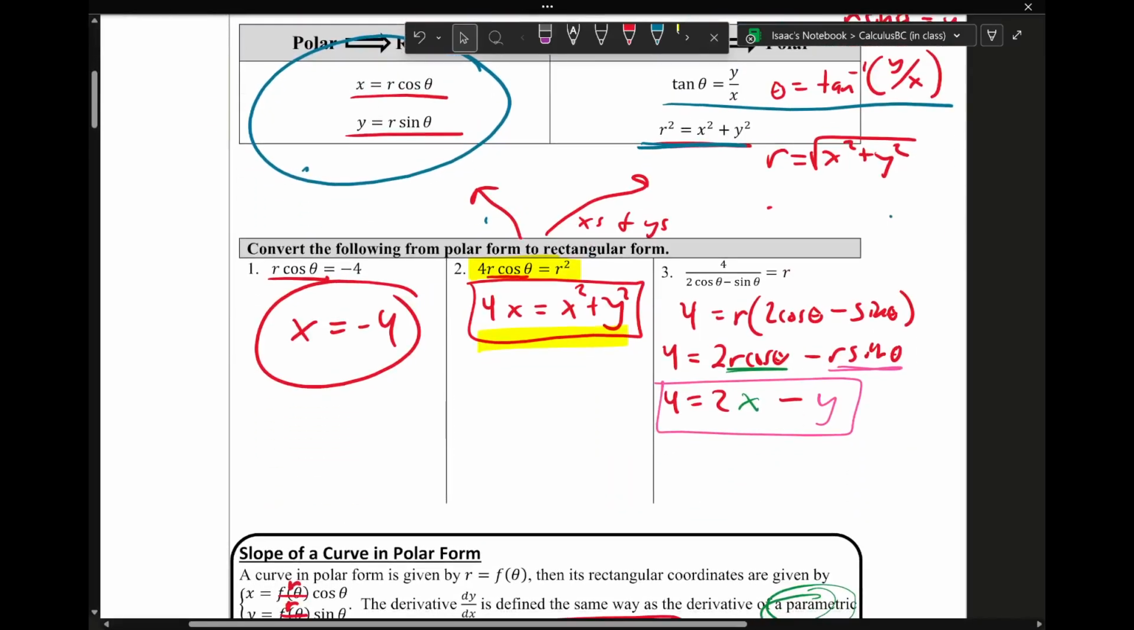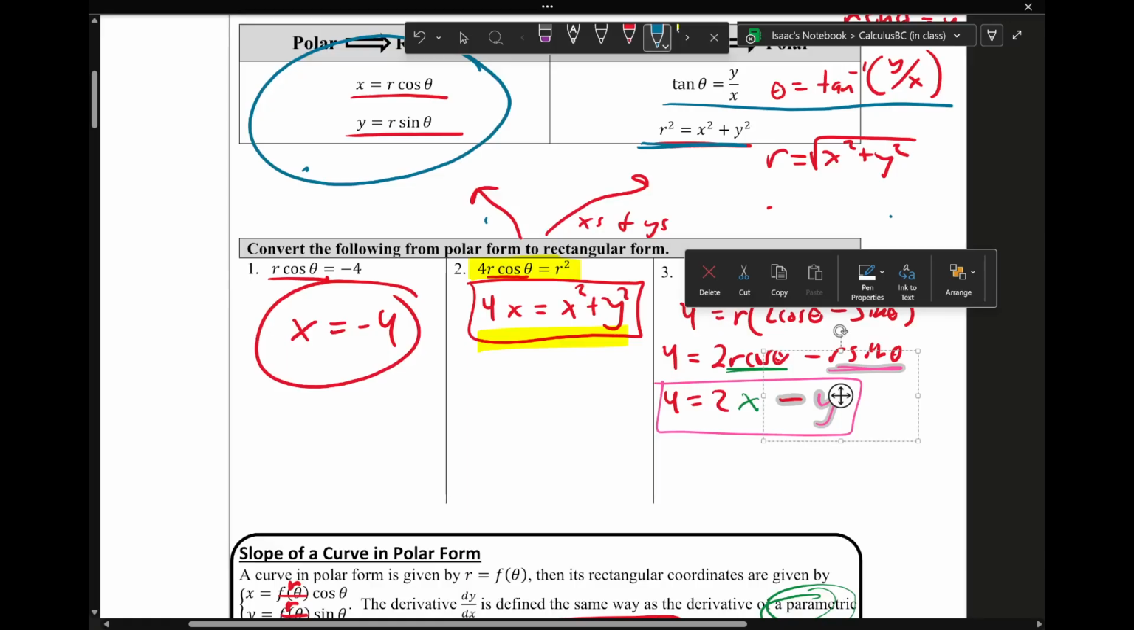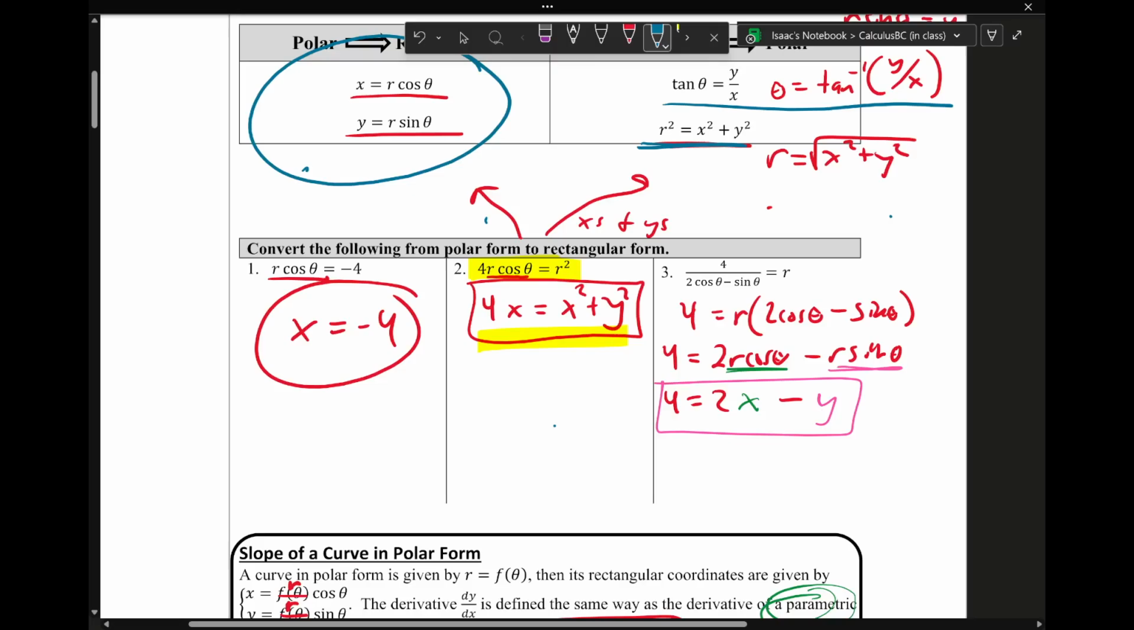So we looked at a couple where r cosine theta is the same as x, r squared is the same as x squared plus y squared. And then number 3 was the only one that took a little bit of work. Multiply both sides by the denominator, distribute your r, and then we saw an r cosine theta, which we substituted with x, and an r sine theta that we substituted with y. But getting everything in terms of x and y is what's called rectangular form. Getting everything in terms of r and theta is polar form.